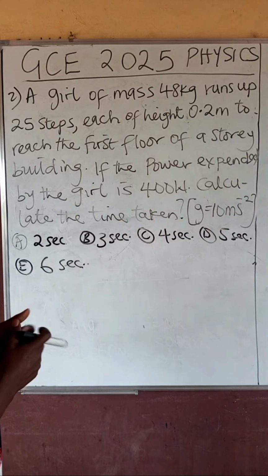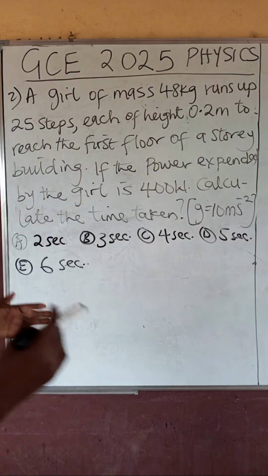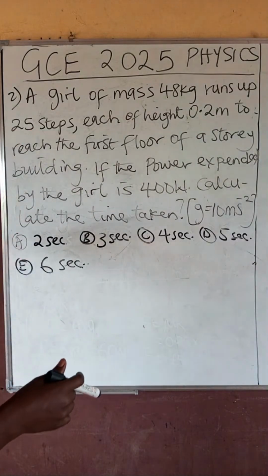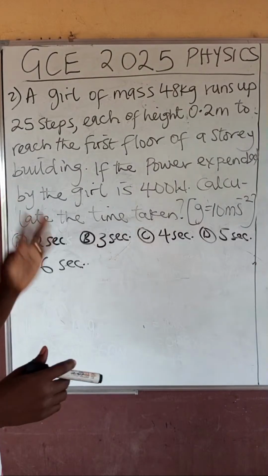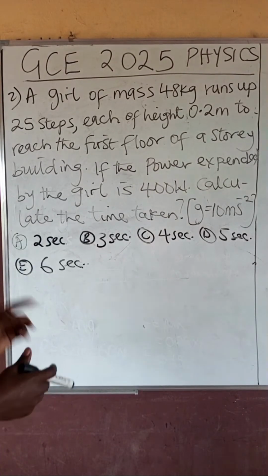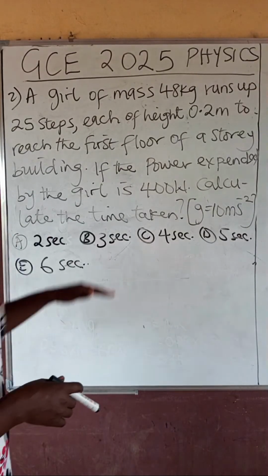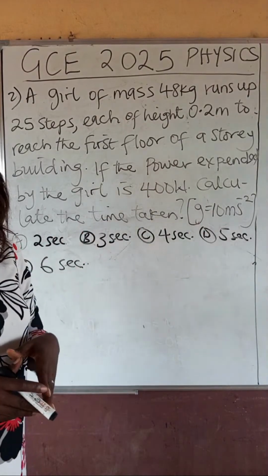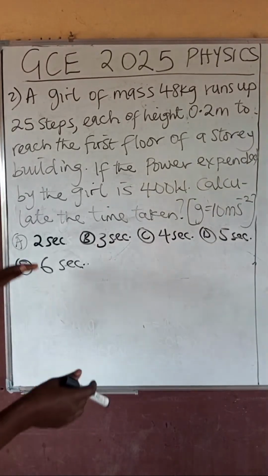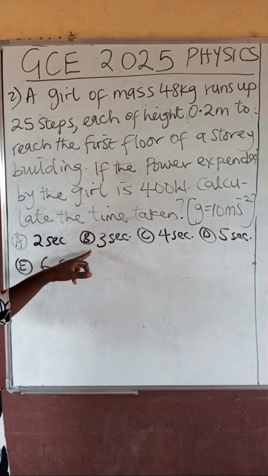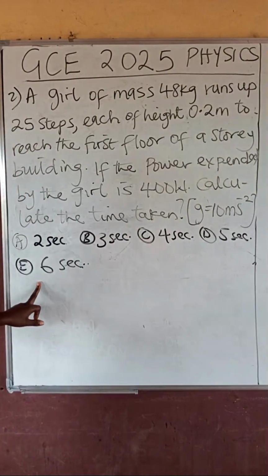All right, let's solve this question. A girl of mass 48 kilogram runs up 25 steps, each of height 0.2 meters, to reach the first floor of a story building. If the power expended by the girl is 400 watts, calculate the time taken. We're looking for the time, and we are given g. What is g? Acceleration due to gravity, as 10 meters per second square. The options given: A is 2 seconds, B is 3 seconds, C is 4 seconds, D is 5 seconds, and E is what?